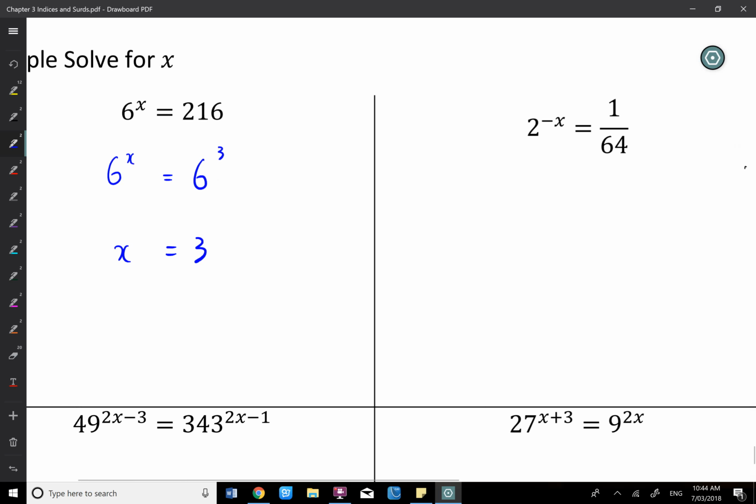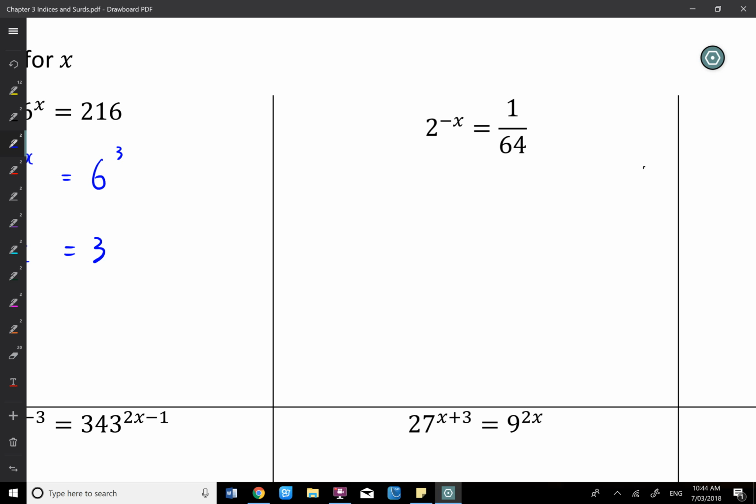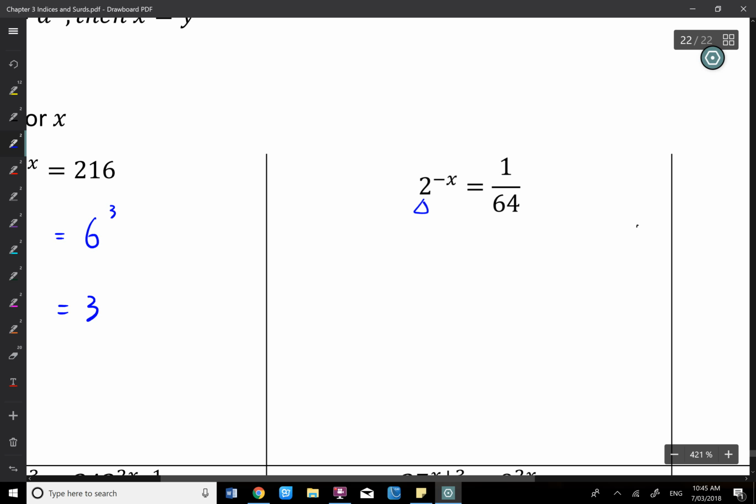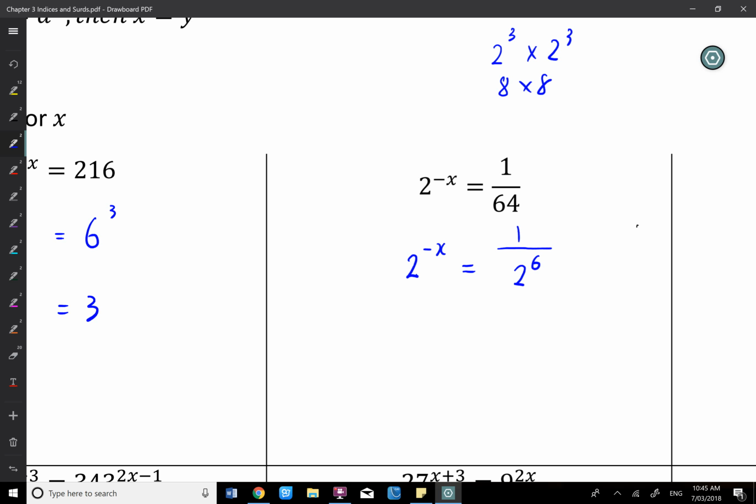X equals 3. Next, 2 to the power of negative x equals 1 on 64. Well, your base must be 2. 64 is 8 times 8. In each 8 you have 2 to the power of 3, so you have 2 to the power of negative x equals 1 over 2 to the power of 6. But they still do not have the same base. One is 2 and the other one is a half.